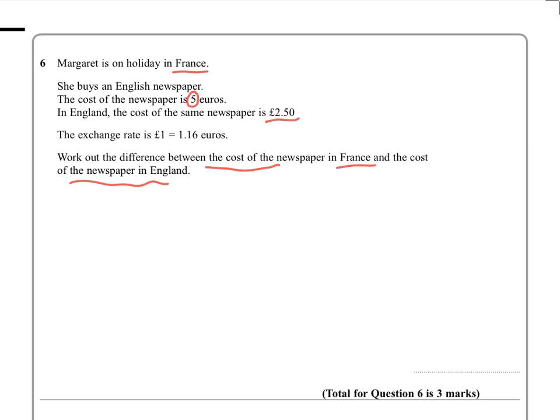Now, I suggest that you can either do that in euros or in pounds. If you're going to do it in euros, then you'd have to convert £2.50 using this conversion here. Now, £2.50 is going to be 2.5 lots of these, therefore 2.5 lots of these. So simply on the calculator you can do 2.5 times 1.16.